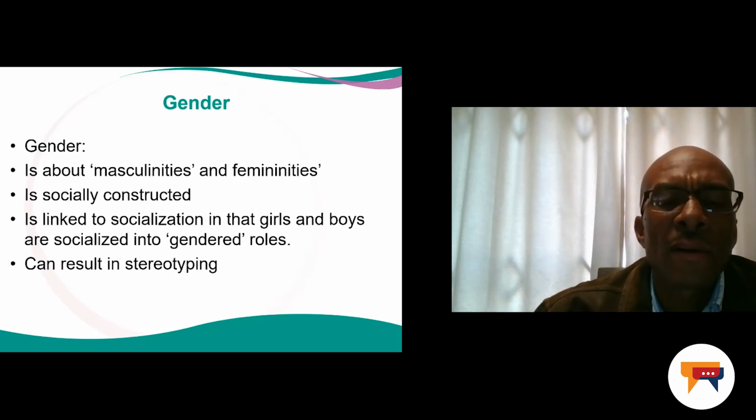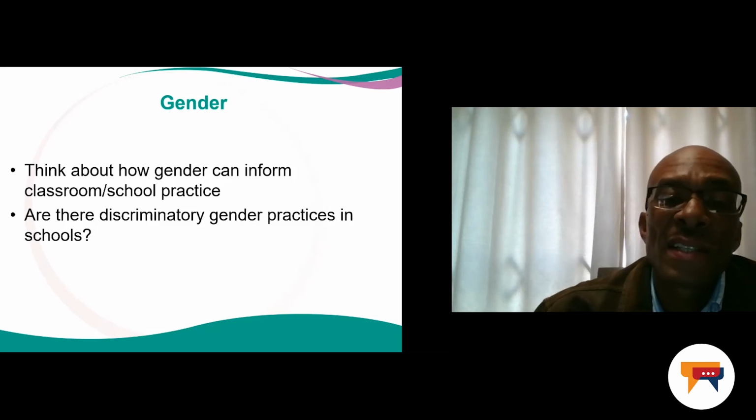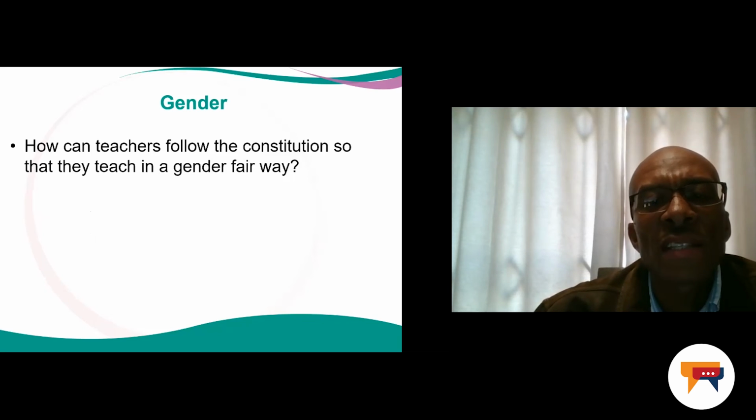Gender can also result in stereotyping. Think about how gender can inform classroom or school practice. Are there discriminatory gender practices in schools? That is another question to think about. How can teachers follow their constitution so that they teach in a gender fair way? That's another question to think about.